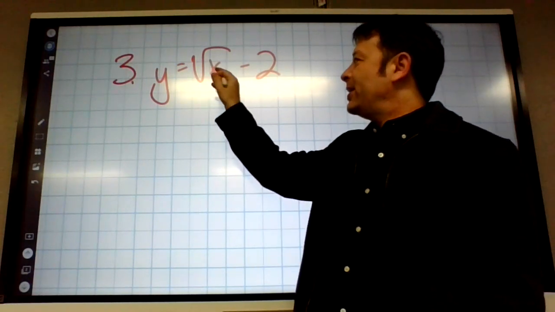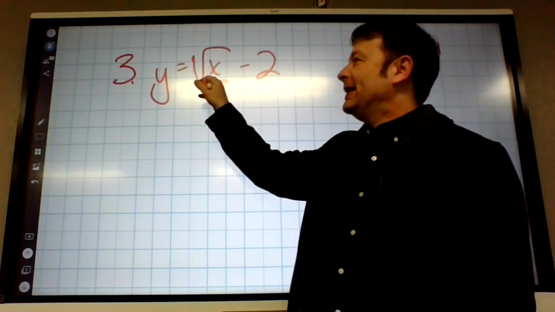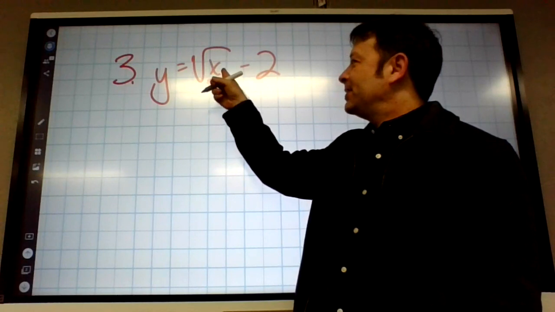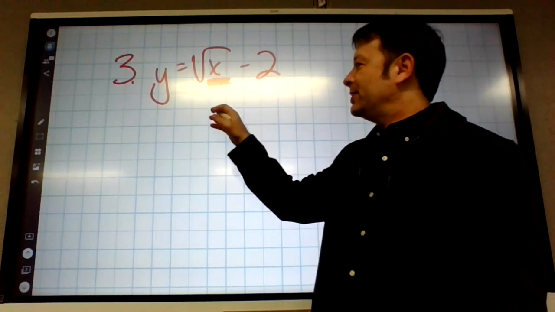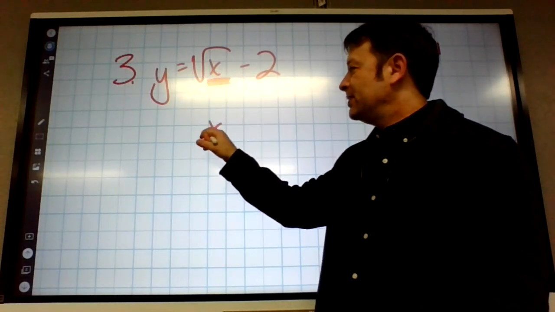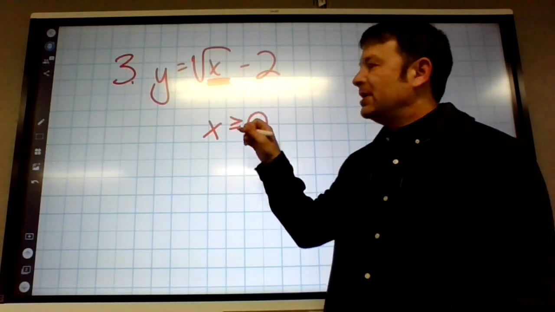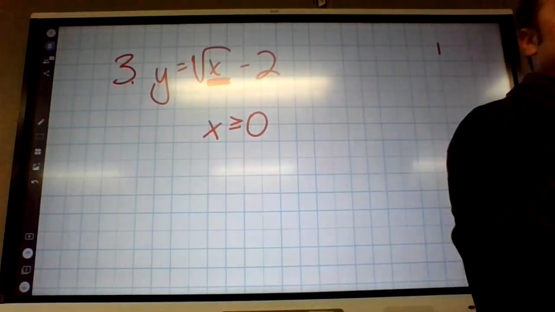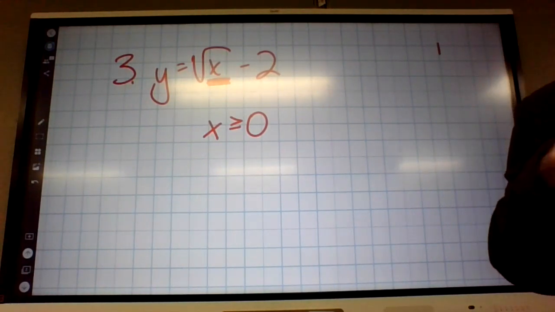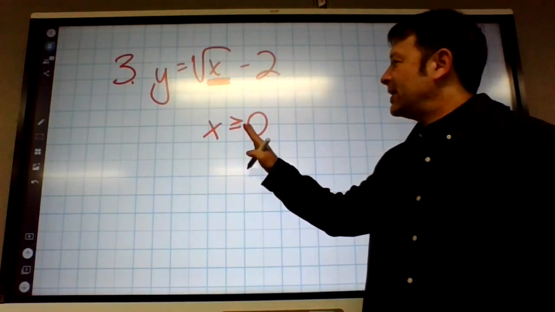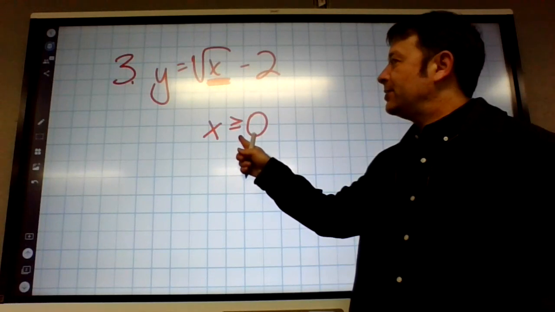So you just take what, is everybody listening? Please listen, so I don't have to explain this 1,000 times. You take whatever is under the square root, in this case it's just x, and it has to be greater than or equal to 0. Underneath the square root cannot be negative, right? So in this case, the x values can be greater than or equal to 0.